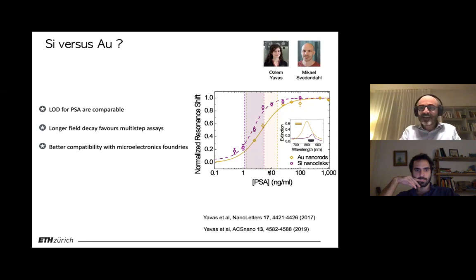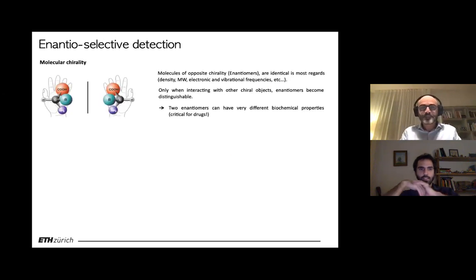The reason why these dielectric resonators are actually exciting is beyond the detection of a given concentration of biomarkers: it is to detect chiral molecules. So I'm sure you know, chirality is an essential feature in nature. In particular, many of the building blocks of nature are actually chiral.